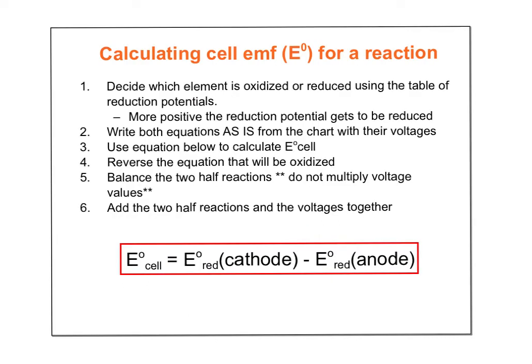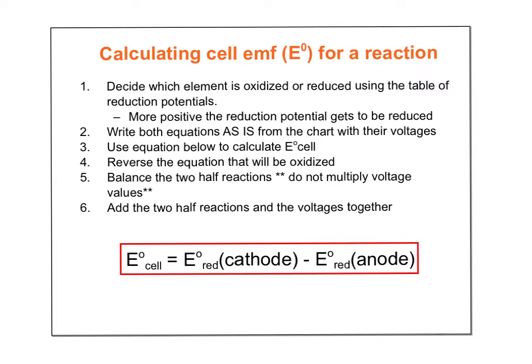All right. So what we can do is we can actually calculate what the voltage will be on the wire. That's called the cell EMF, this E standard for a reaction. So first thing we need to do is we need to decide what is oxidized and what is reduced, and we look at that chart of reduction potentials. The more positive the reduction potential, that is the half reaction that's reduced. The other half reaction is oxidized.